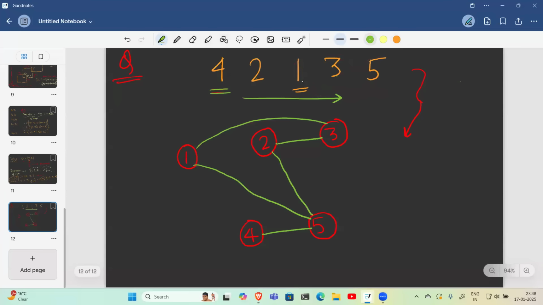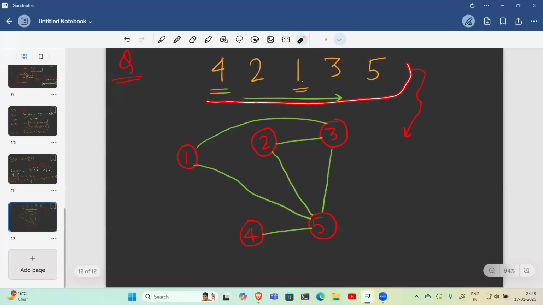Now come at 3. How many elements do you see on the right side which are greater than 3? There's only one element, right? 5. So add an edge between 3 and 5. Now come here at 5. How many elements do you see at the right of 5? There are no elements, right? So you do not need to add an edge. So this is the graph which you build.